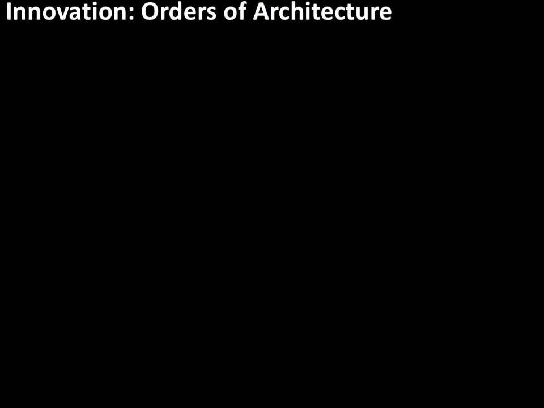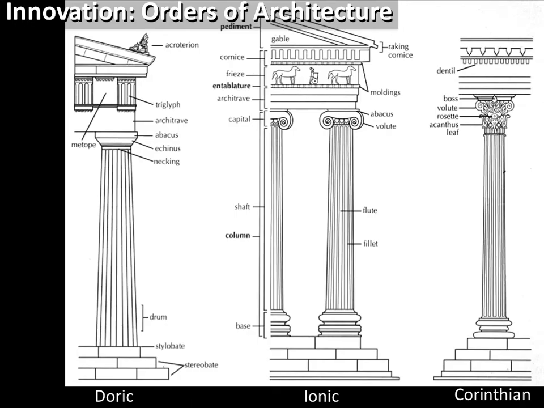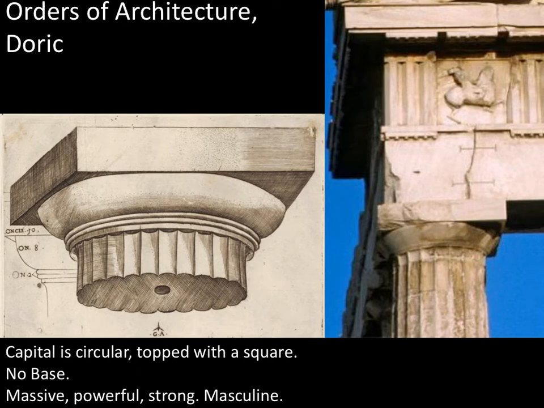So I mentioned that they refined the shape of the column, and they got really specific about it. The orders of architecture are these three different styles and proportions that are used in the architecture. First, you have the Doric, then the Ionic, and then the Corinthian column. So these three different kinds of columns are what we call the orders of architecture. Okay, we'll start with the simplest form, the Doric structure.